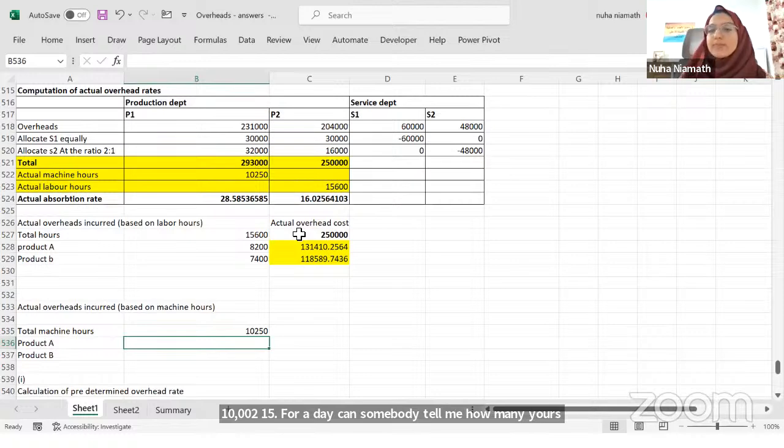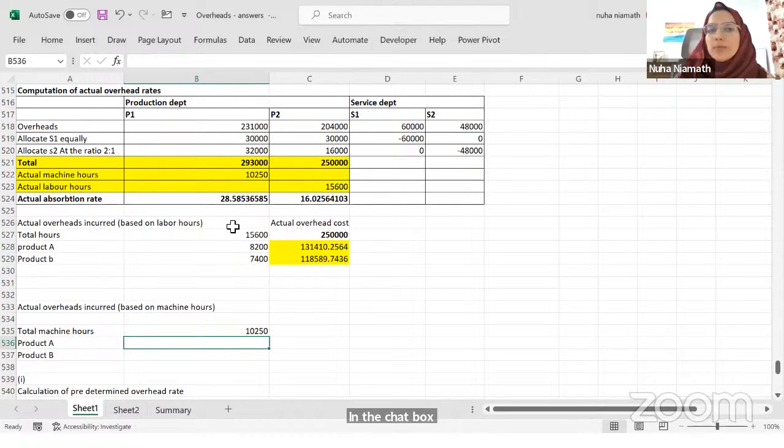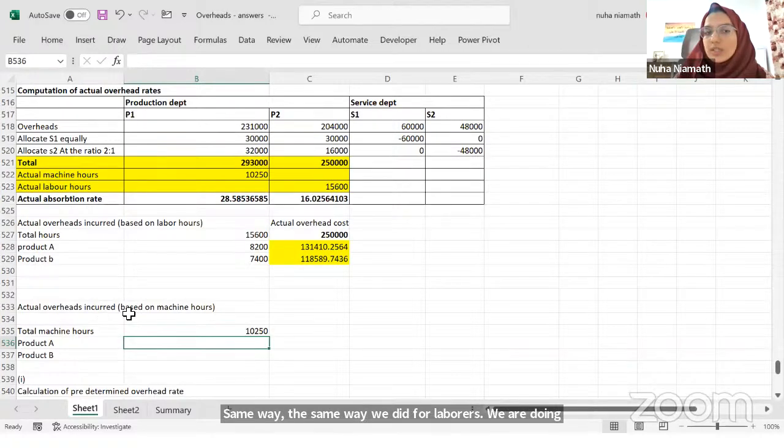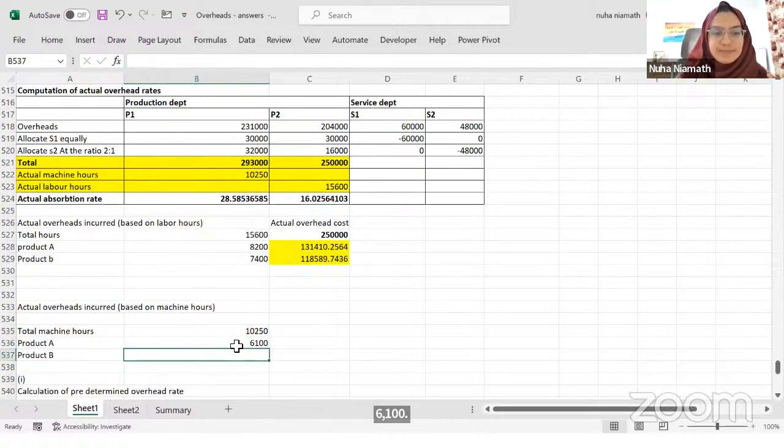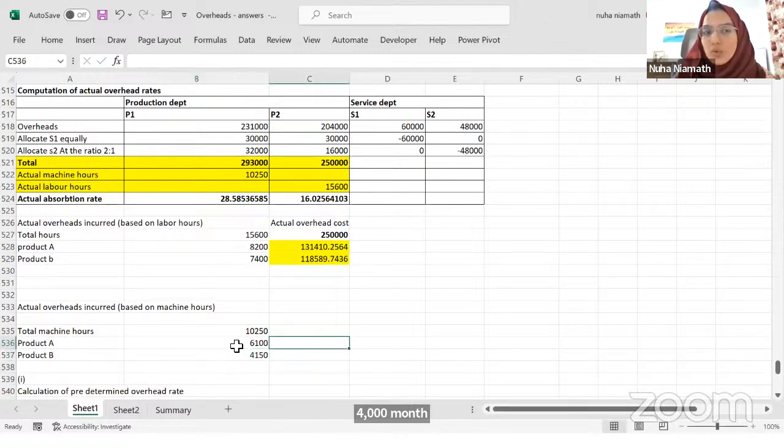In the chat box. The same way we did for labor hours, we are doing it now for machine hours. So can somebody tell me the actual hours for product A and product B? Anybody? It's directly from the question. So take your 6,100. Thank you so much. Product A, and product B? 4,150. Perfect. This is nothing but given in the question.